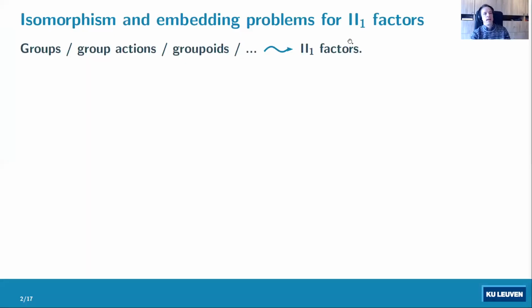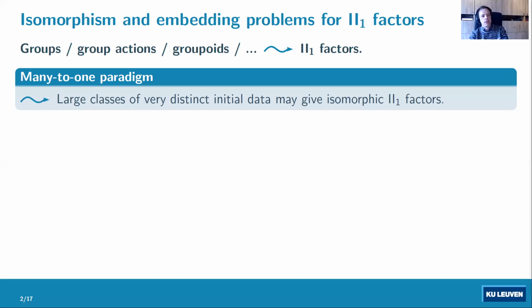As you all know, II_1 factors arise in many different contexts, geometric, group theoretic, and so on. Groups, group actions, groupoids, all kinds of different initial data give rise through canonical constructions to II_1 factors. In that context, there are two quite distinct paradigms that one studies. The first one we label the many-to-one paradigm, where in often quite surprising ways, large classes of very distinct initial data may give rise to isomorphic II_1 factors in surprising and often inexplicit ways.